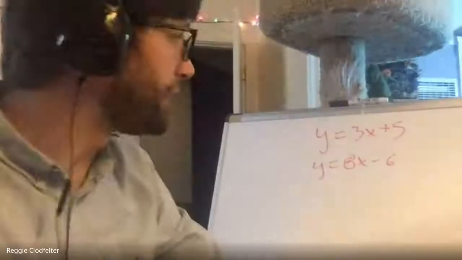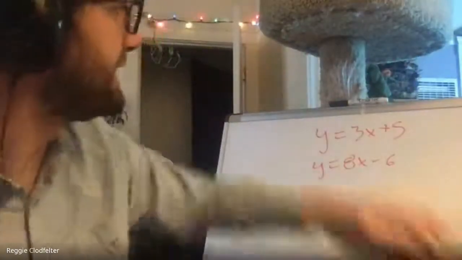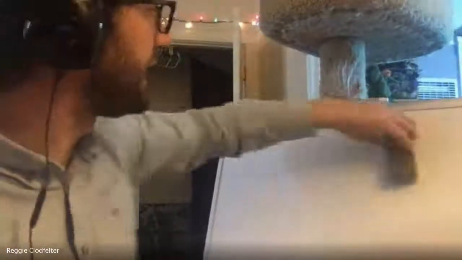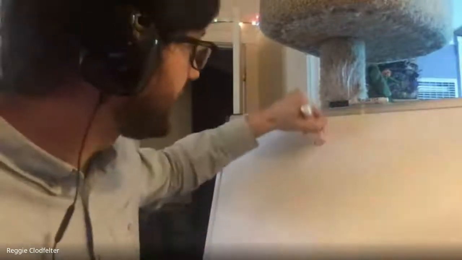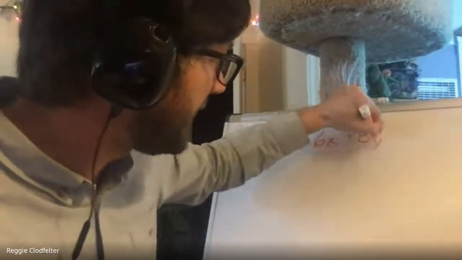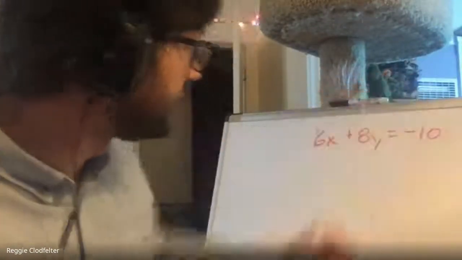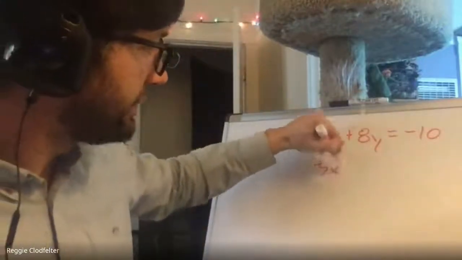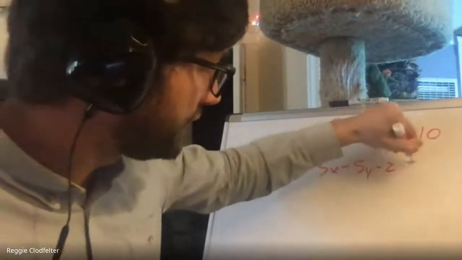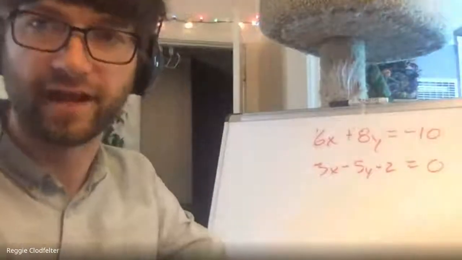Then they're going to start to give them to you like this, where they're like 6x plus 8y equals -10, and 3x minus 5y minus 2 equals 0. Where do those lines intersect?